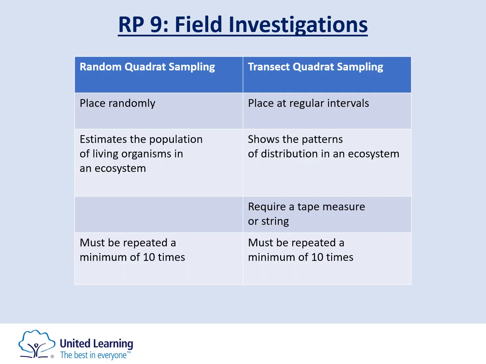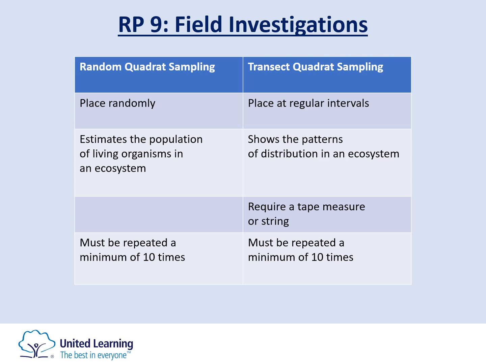Now there is another form of quadrat sampling, and this is the use of a transect. So a transect would be a measuring tape or a line at which you would drop the quadrat at regular intervals. Now, I've put a comparison chart here so that you can see the difference between the random quadrat sampling and the transect quadrat sampling. We're going to look at what those differences are and where they could best be used.